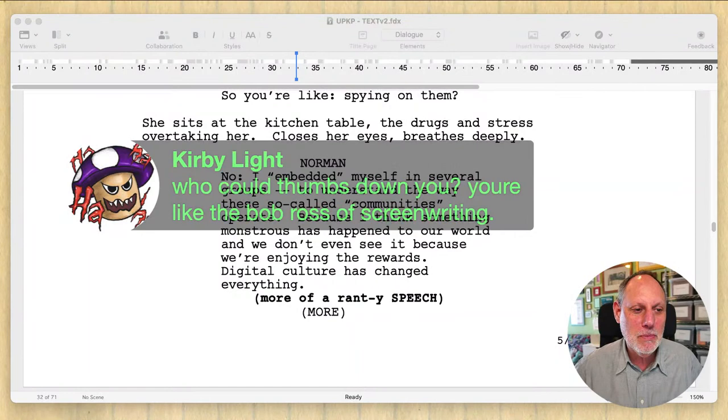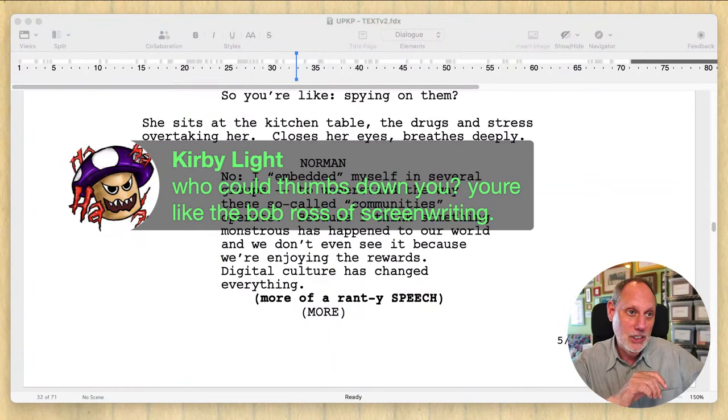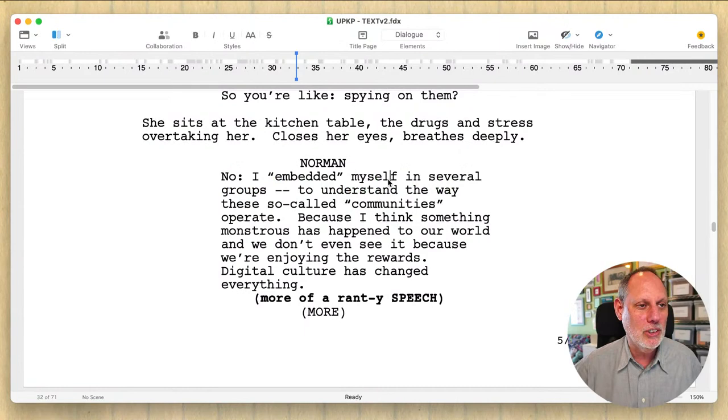I am, but maybe somebody thumbs down the Bob Ross of screenwriting. I appreciate that, by the way. I feel like we're just adding a few trees here and some ranty speeches. Yeah. Exactly. I am not Bob Ross enough. Hi, Matthew.